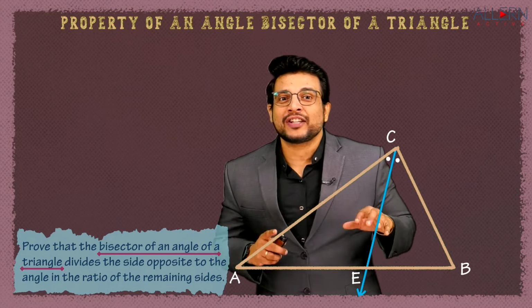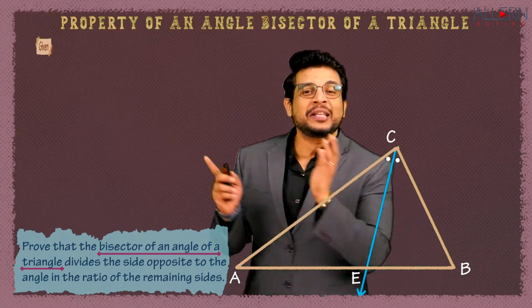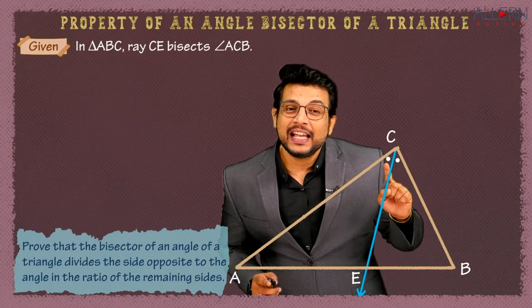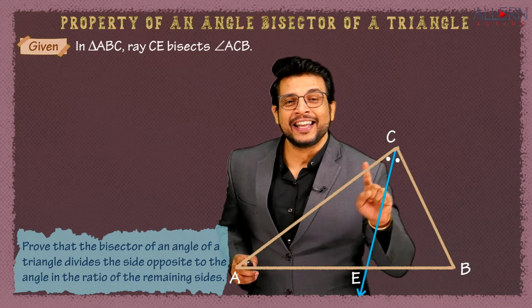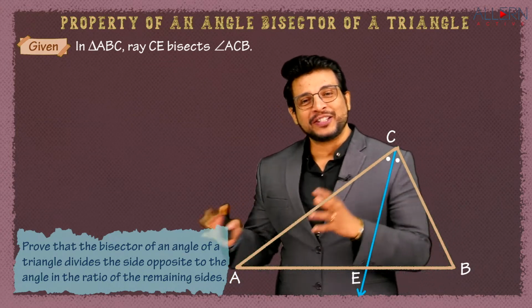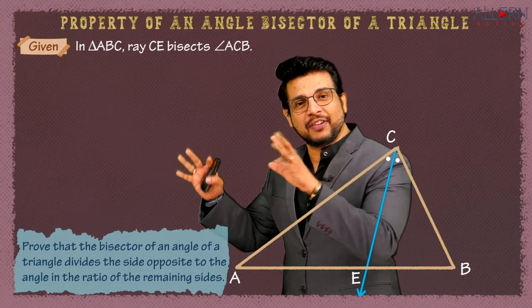So we have understood what we are supposed to draw, and whatever we have drawn is nothing but the given. So let's write the given. In triangle ABC, CE bisects angle ACB. You'll say, wow, this is interesting. So we understood from the statement what we are supposed to draw and what is the given.